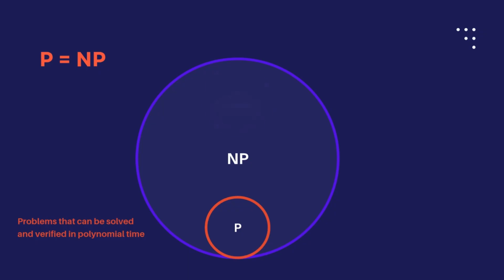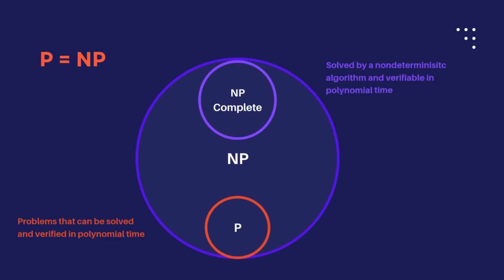And then we have the subset called NP-complete. These are the hardest problems in NP, which we currently have no known polynomial time algorithm to solve, but whose solutions can be verified in polynomial time.